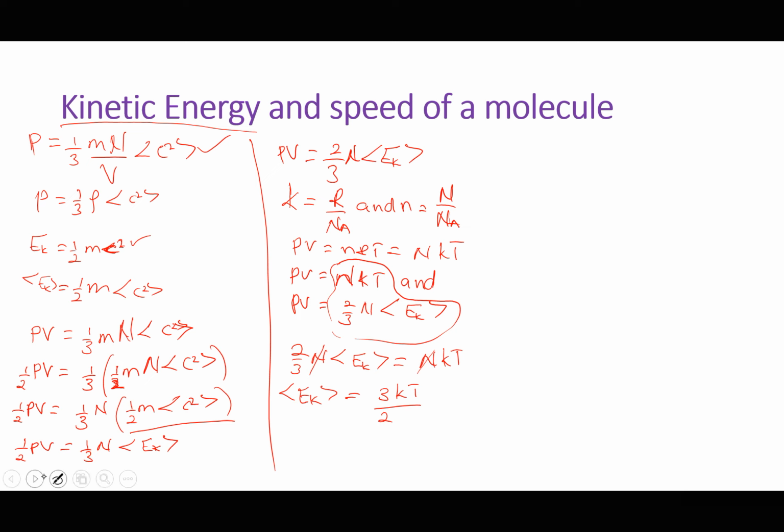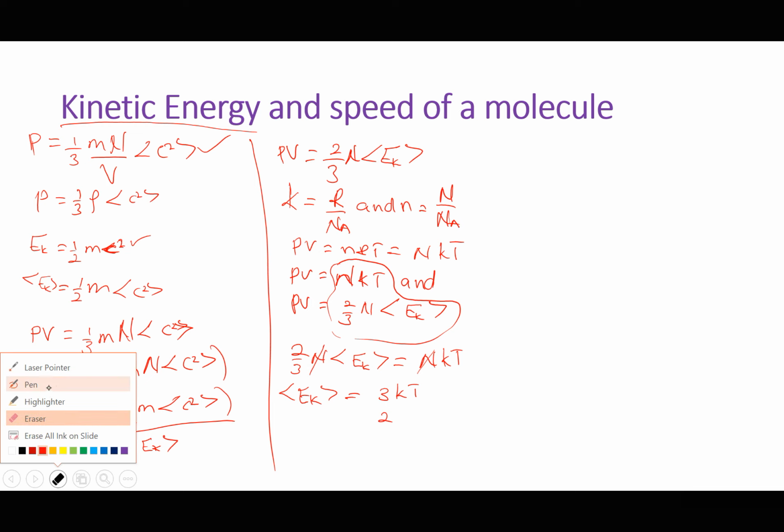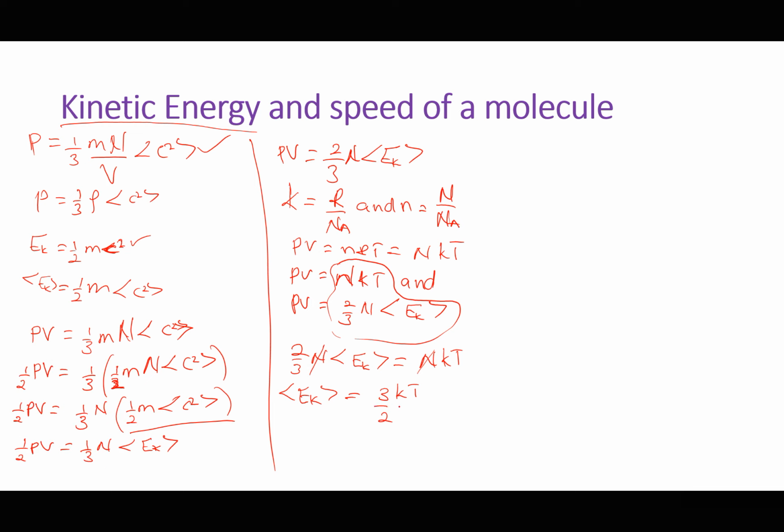So many times you will see the expression for kinetic energy or average kinetic energy being given as 3 over 2 times kT. This is the expression for the average kinetic energy of a single molecule. If you have several molecules, of course, you multiply this by the number of molecules. So the average translational kinetic energy of a molecule is therefore directly proportional to temperature.